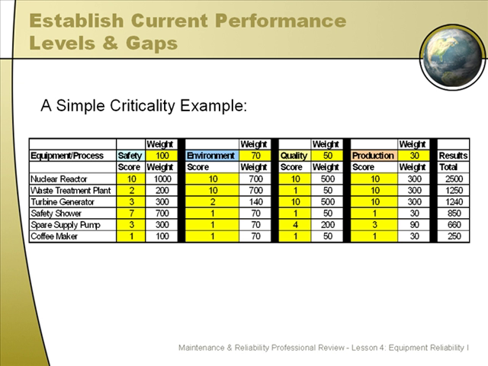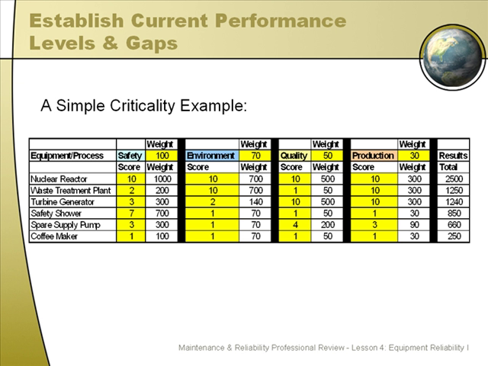So anyway, taking a look at these different examples, and in your case you might have different beliefs about the scoring. The big thing is that at your site these scores need to be reached through consensus between maintenance and operations. Anyhow, you can see that the nuclear reactor scored a 2,500 and the coffee maker scored a 250. So it's very easy to see what's a high criticality and what's a low.